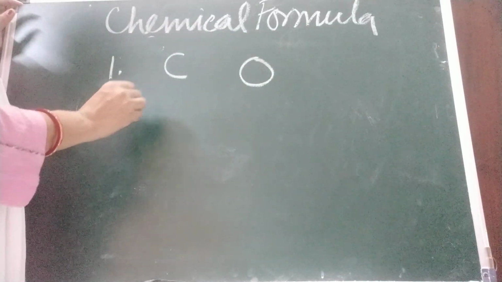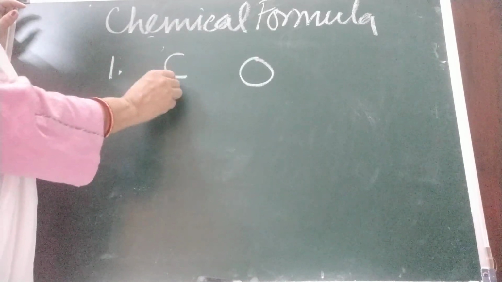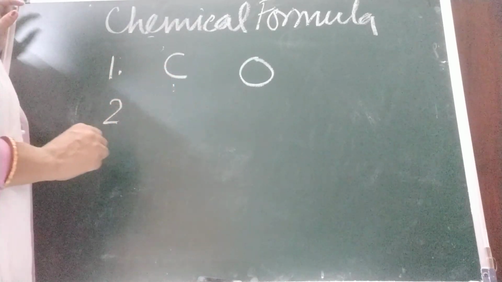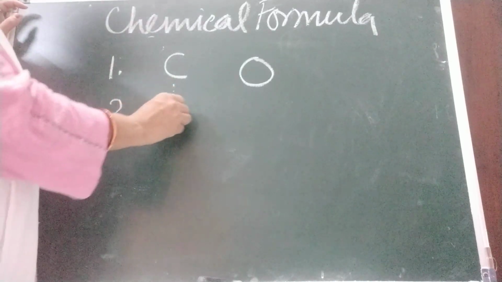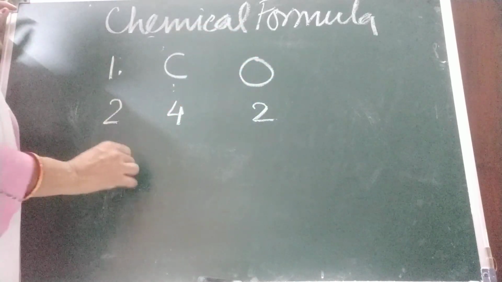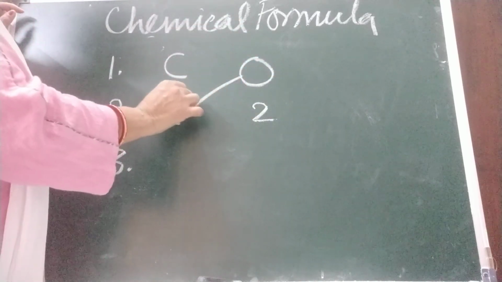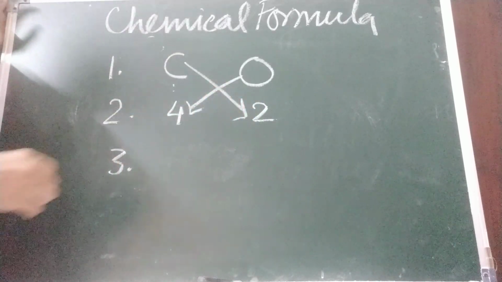Second step is we are going to write down their valency. What is the valency of carbon? Valency of carbon is 4 and valency of oxygen is 2. Third step is we are going to cross the valencies.